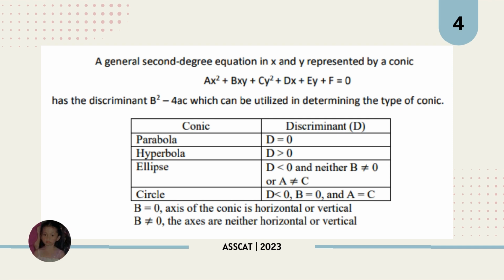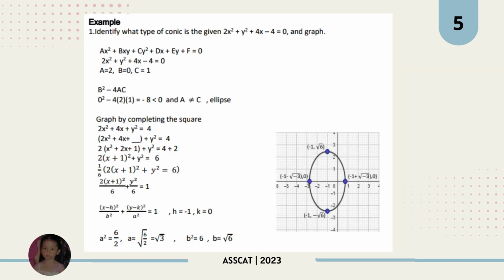And if the discriminant is less than 0 and b is equal to 0 and a is equal to c, then it is a circle. Remember, if b is equal to 0, the axis of the conic is horizontal or vertical. And if b is not equal to 0, the axes are neither horizontal nor vertical.